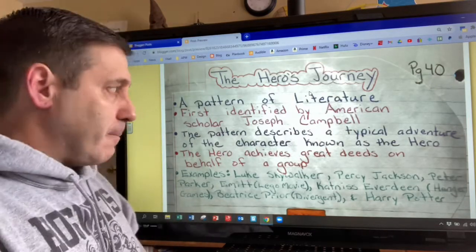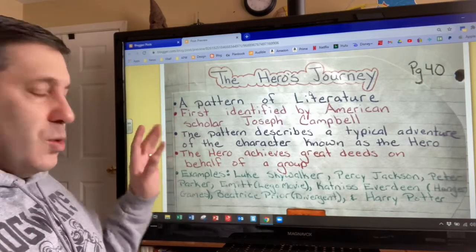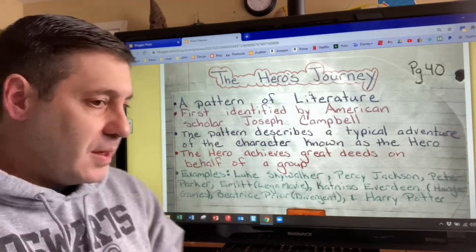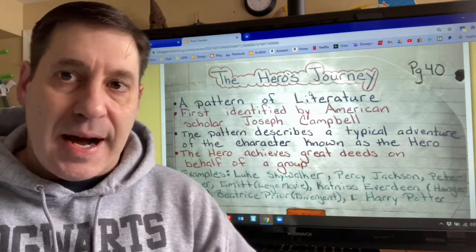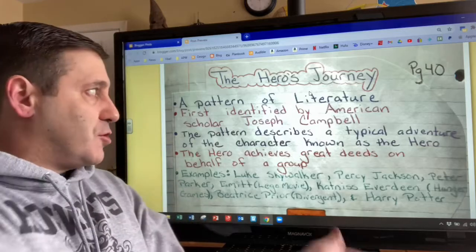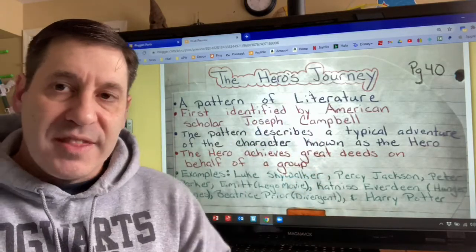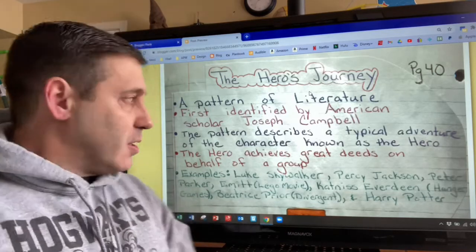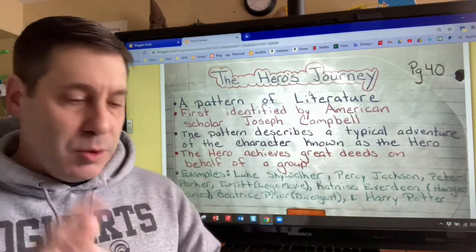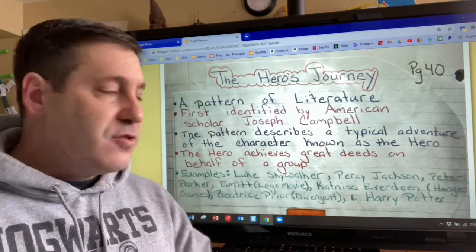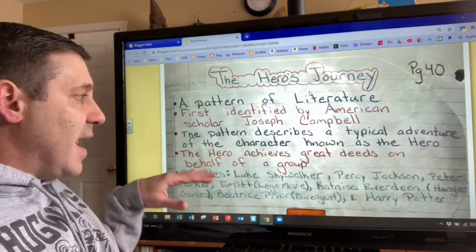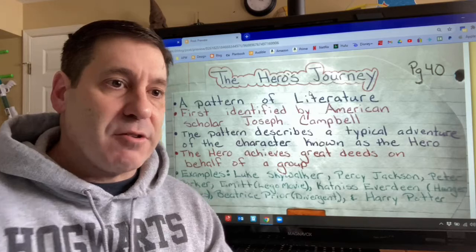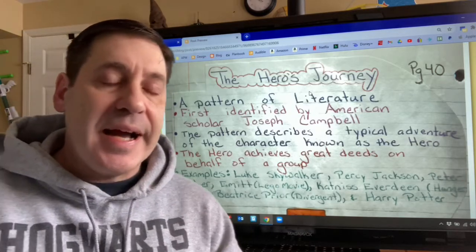The fourth bullet right here says, who is the hero? The hero achieves great deeds on behalf of a group. Now, you guys can think of any common superheroes. Even though Joseph Campbell is not talking about superheroes, they fit into this category. One of my favorites is Spider-Man. Spider-Man goes out and he achieves great deeds, whether you're reading the comic books or you're watching the movies. He achieves great deeds, and he does it on behalf of a group. In fact, he does it so much that he self-sacrifices his own relationships. He hides who he is.